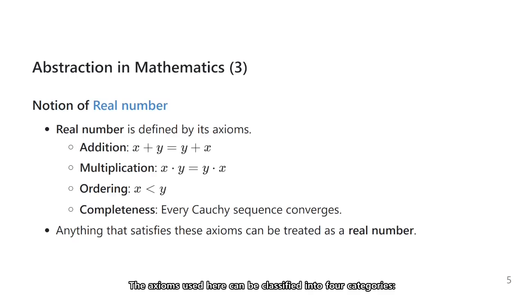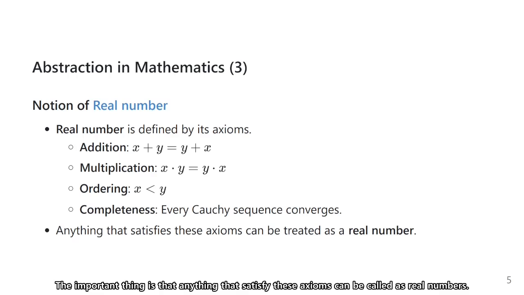The axioms used here can be classified into four categories: the axioms on addition, the axioms on multiplication, the axioms on order, and finally the axiom called completeness of real numbers. I will omit a detailed explanation of these axioms here. The important thing is that anything that satisfies these axioms can be called real numbers.